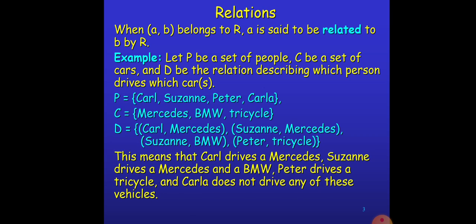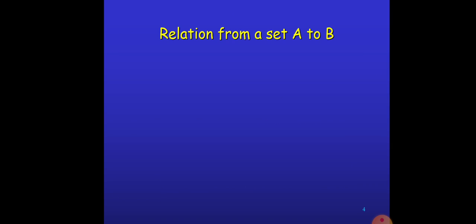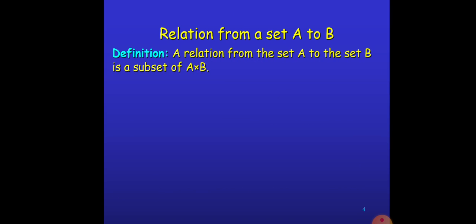Now see, what does this mean? Carl drives a Mercedes, Suzanne drives a Mercedes and a BMW, Peter drives a tricycle. Carla does not drive any of the vehicles. Carla was one person, right? But Carla is not related to any element of C. That means he or she is not driving any vehicle. Clear?